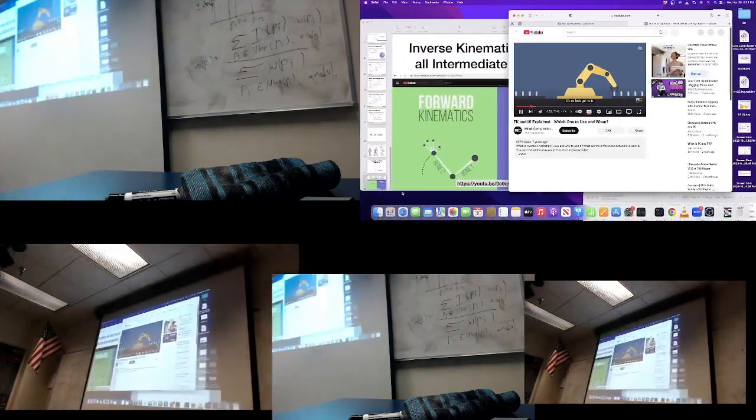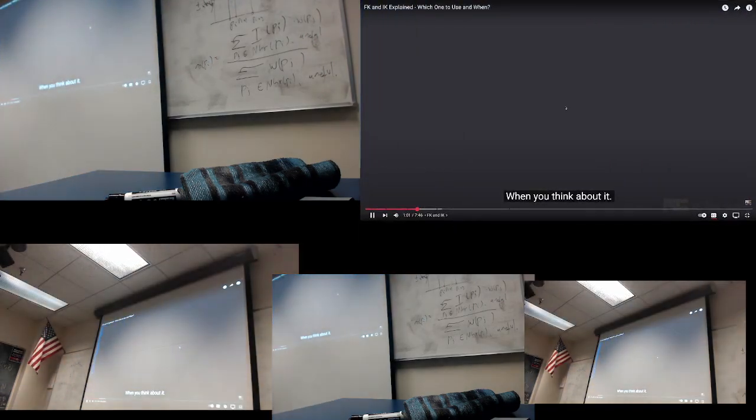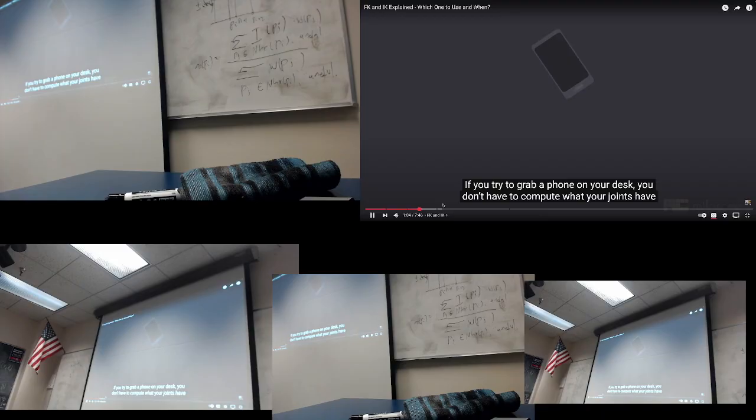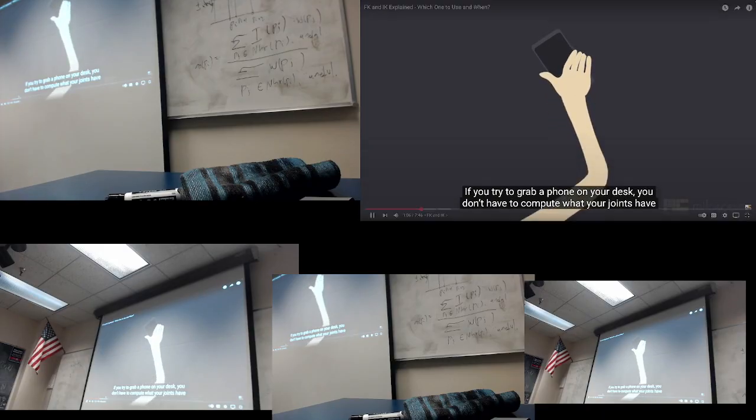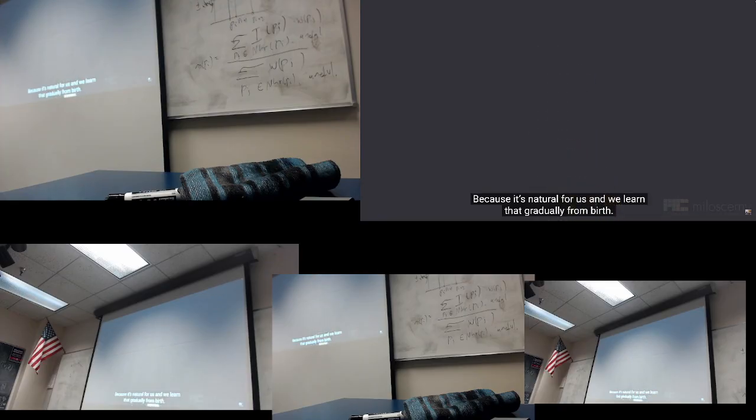Both IK and FK terms come from robotics, where engineers have to figure out how to move and rotate joints to get the end effector to the position they need. When you think about it, if you try to grab a phone on your desk, you don't have to compute what your joints have to do to get your hand to the phone. You just do it, because it's natural for us, and we learn that gradually from birth.